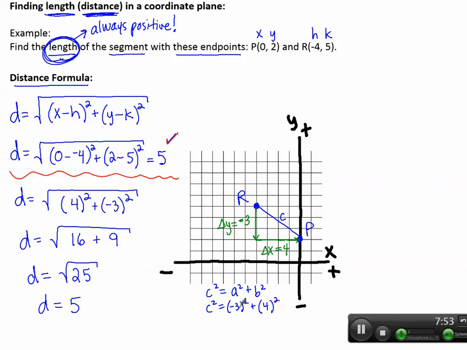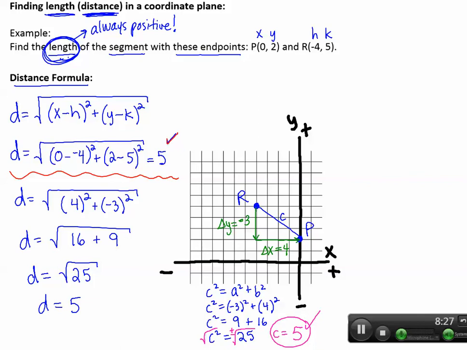Anytime we square a negative, we get a positive. Remember, length is always positive. So c squared equals 9 plus 16. So c squared equals 25. And then I take the square root to make the square go away. Now I always write plus or minus when I take the square root in an equation, but since length is positive, I only use positive 5 for this length. Notice this is the same value we got when we used the distance formula.